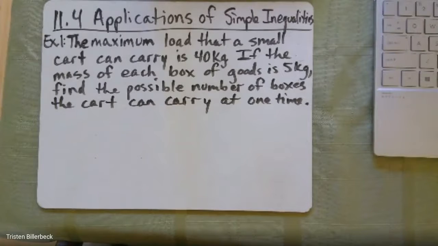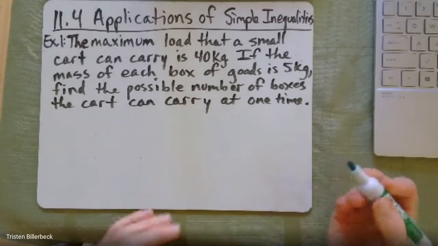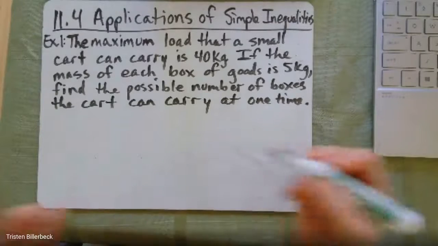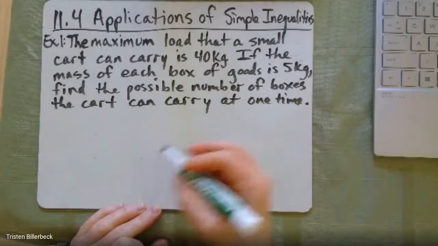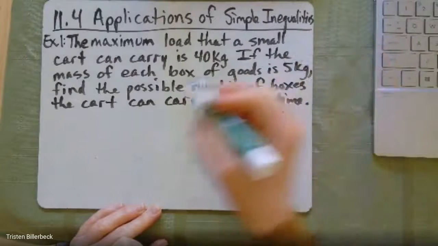So this is the last section of Unit 11, Applications of Simple Inequalities. So here's our first example. The maximum load that a small cart can carry is 40 kilograms. If the mass of each box of goods is 5 kilograms, find the possible number of boxes the cart can carry at one time. So we need to know how many boxes there are, and they're 5 kilograms each.